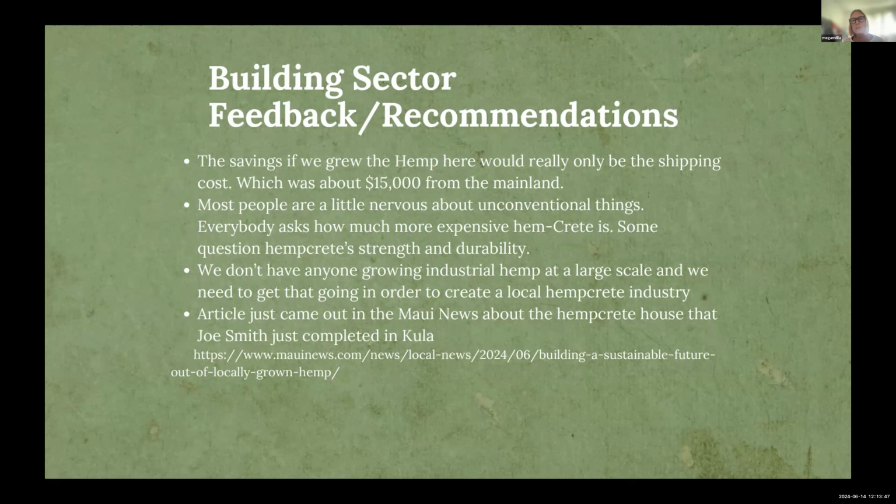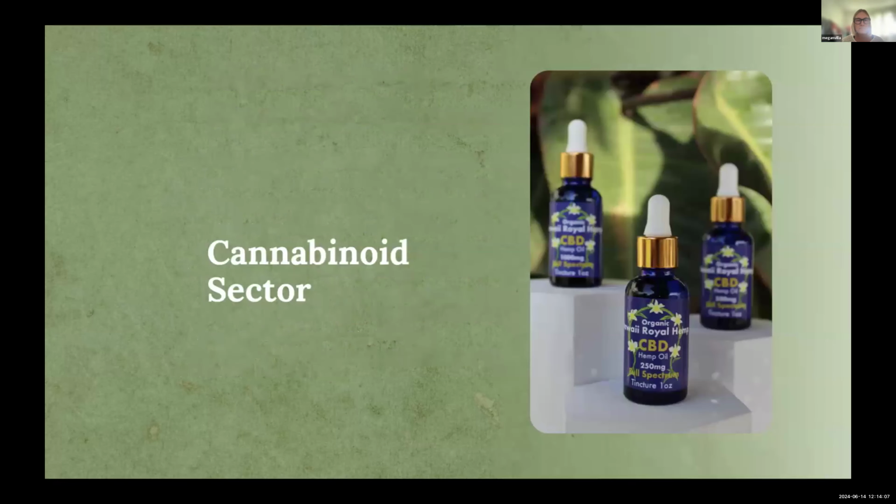And then I also just wanted to let you all know that an article just came out in the Maui News last week about the house that was just completed up in Kula. There's a lot of great information in that article, and we need more of this kind of information to get out to the public so that they understand what hemp is, the different uses for it. And this was a great step in the right direction for the hempcrete building industry.